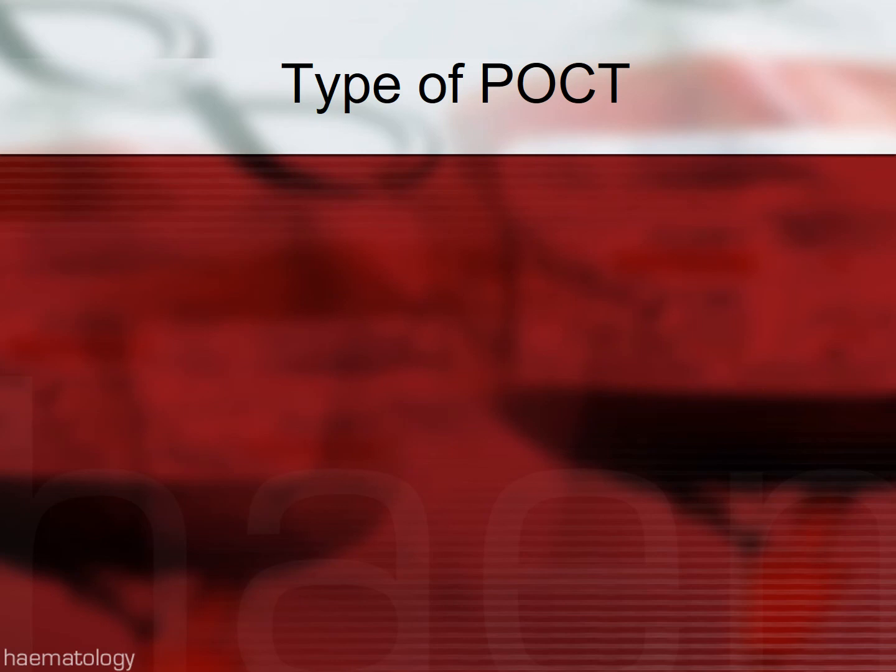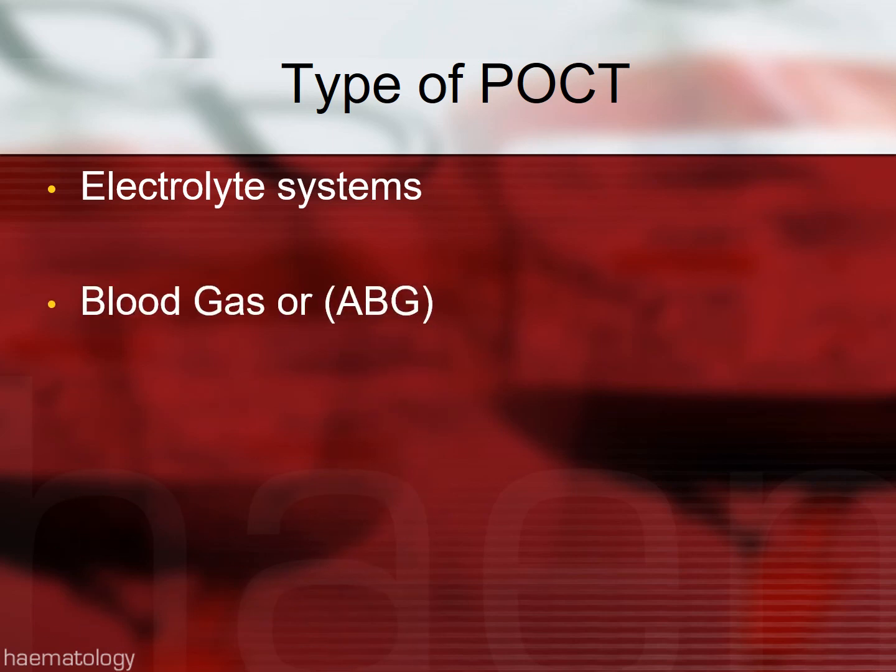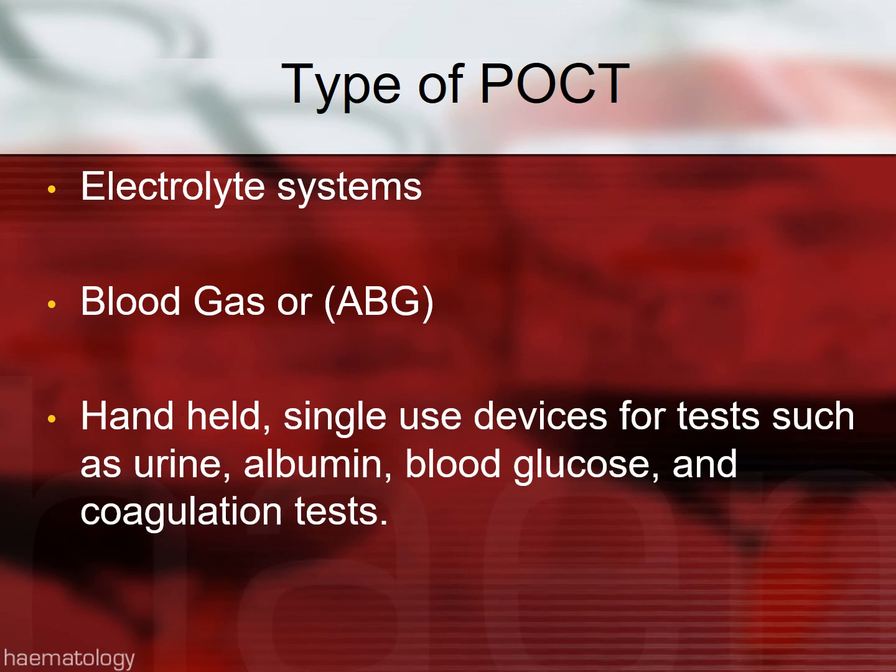Now, types of POCT testing might be electrolyte systems, blood gas or ABGs, which is arterial blood gases done. We might have handheld or single-use devices for tests such as urine, albumin, blood, glucose, and also coagulation tests. And again, these are all part of the POCT testing, which is right there at the bedside. So these are some of the tests that might be asked to be performed by the physician, and given the order to the phlebotomist or even to the MA.